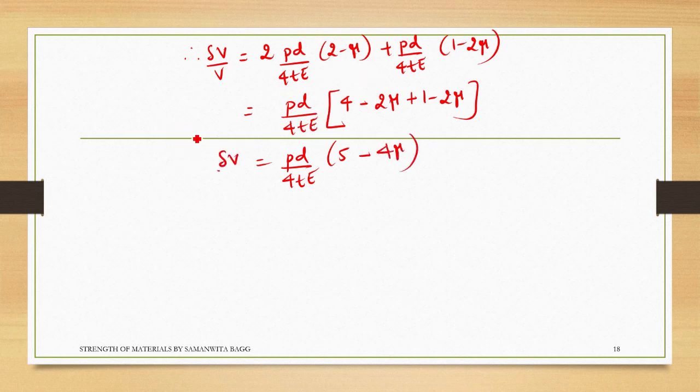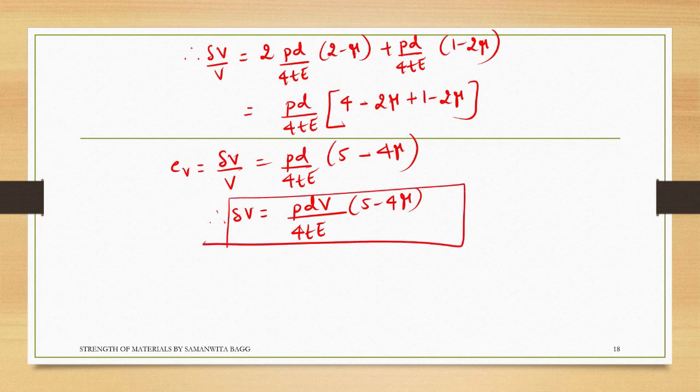So this is the formula for delta V by V, or I can say it is the volumetric strain if you want to write it that way. Or if you are just told to calculate the change in volume, the formula will be PdV upon 4TE 5 minus 4 mu. So this is the formula for change in volume for the thin cylinder.